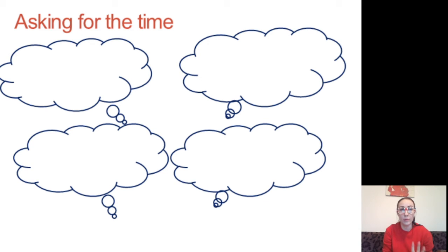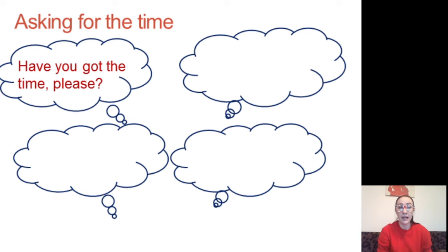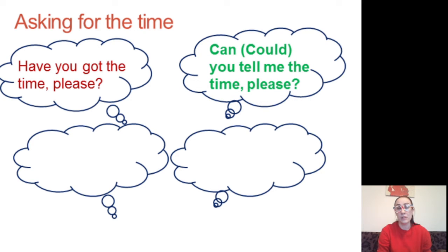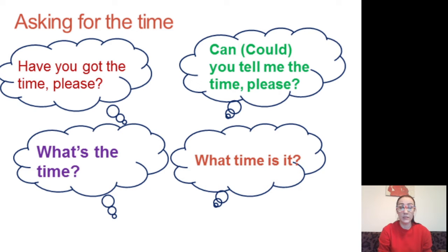There are 4 questions at least that you can use to ask for the time, and let's have a look what they are. Have you got the time, please? Can or could you tell me the time, please? That's a more polite way of asking for the time. What's the time? What time is it?